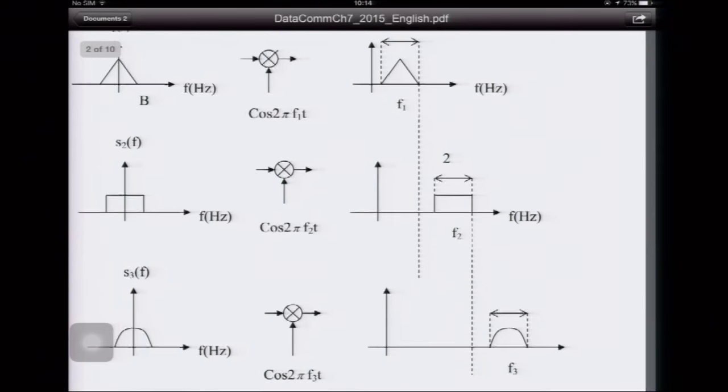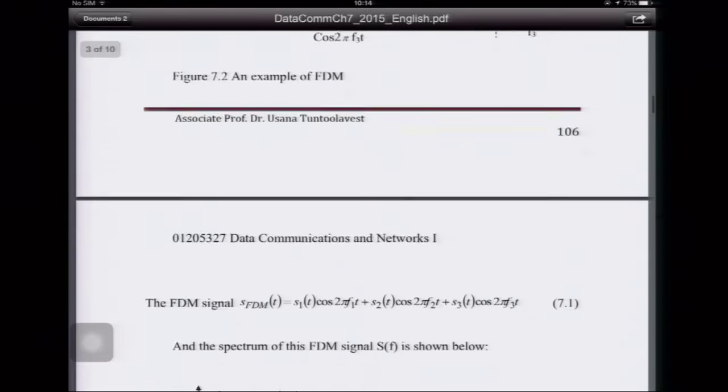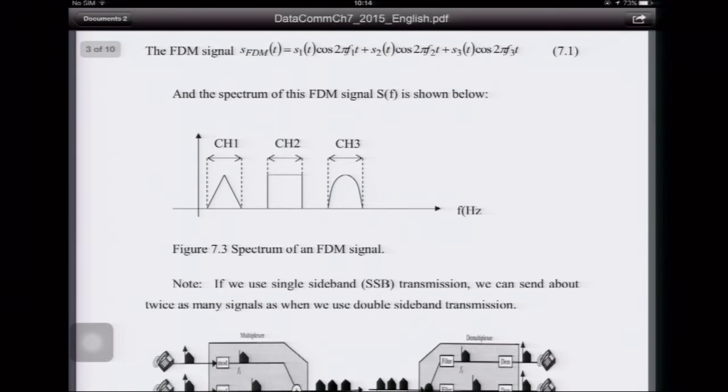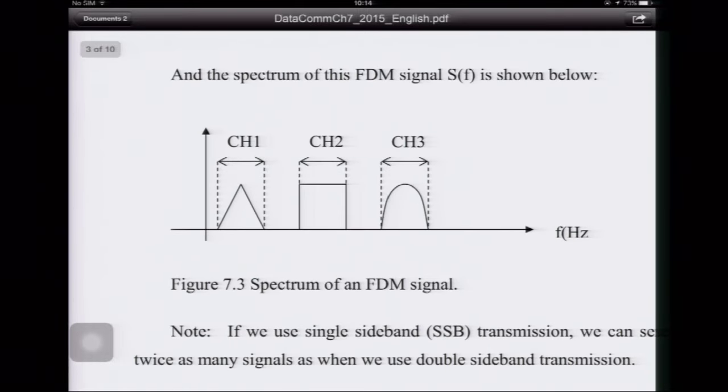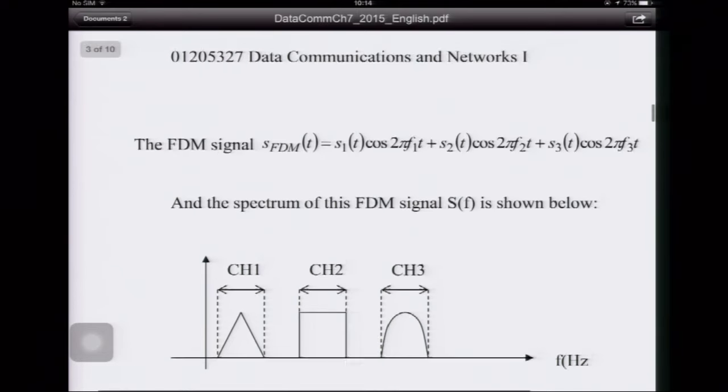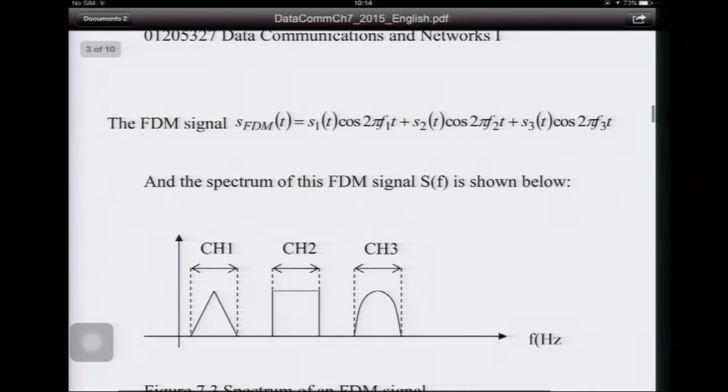So when you add them all together, you will get a spectrum like this. This is channel 1, channel 2, channel 3. They are not overlapping, so you can transmit them at the same time, and then you can separate them later by filters.